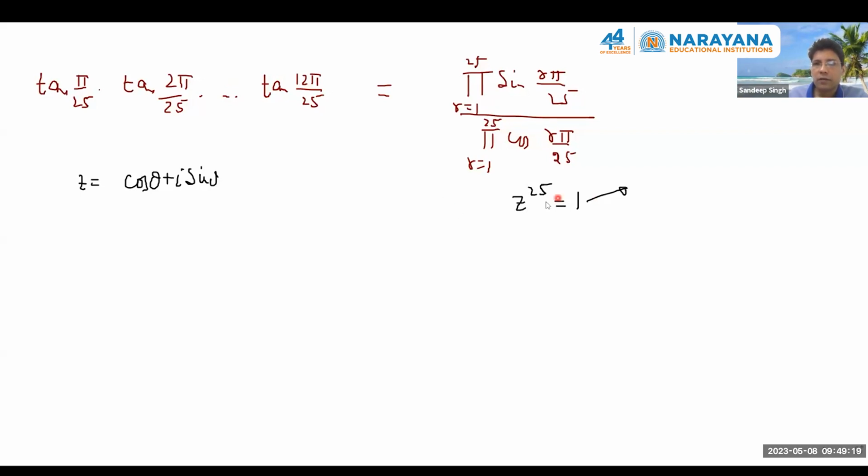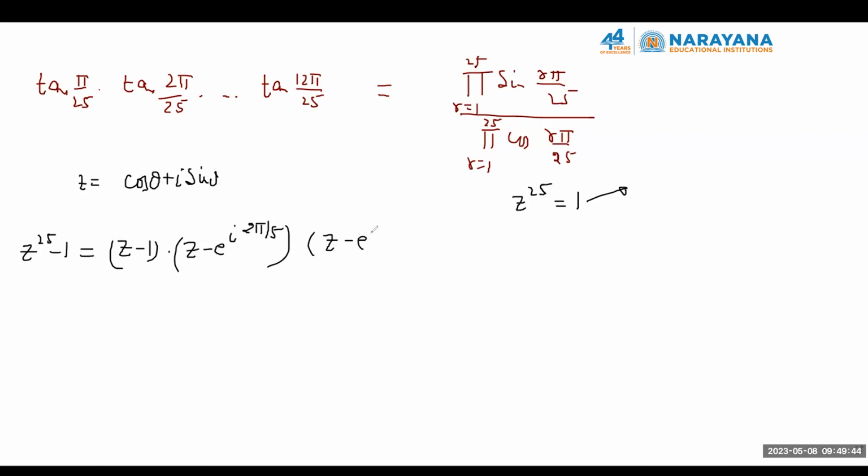So what will be the terms in this? z power 25 minus 1, can you tell me what will be the factors of this? One factor will be z minus 1. Another will be what? e power i, yes, tell me, 2 pi by 5. Getting the point? Next, 25 factors will be there, 4 pi by 5 and so on.